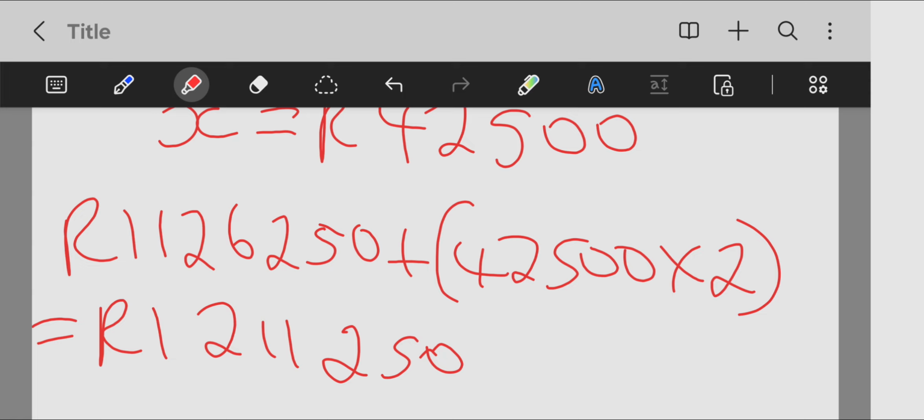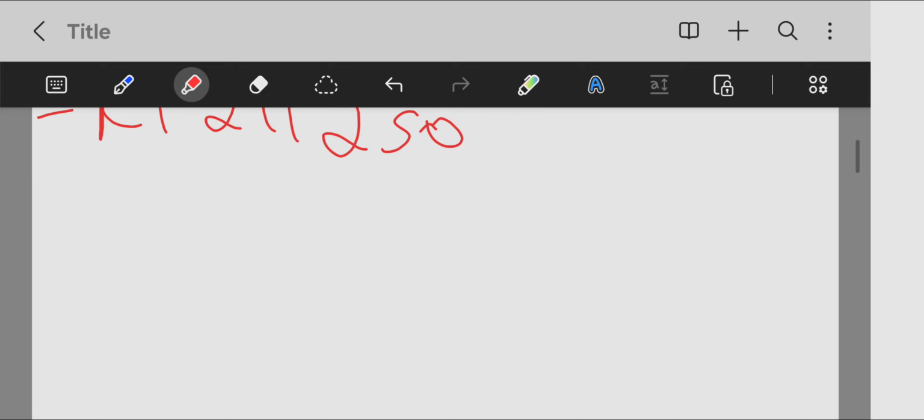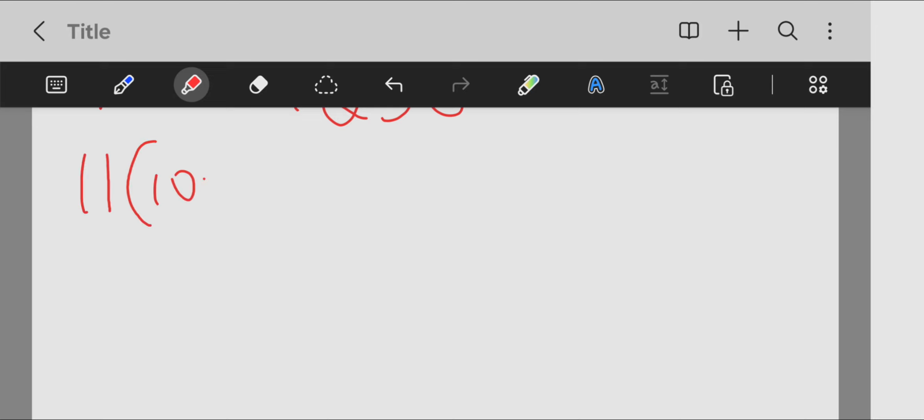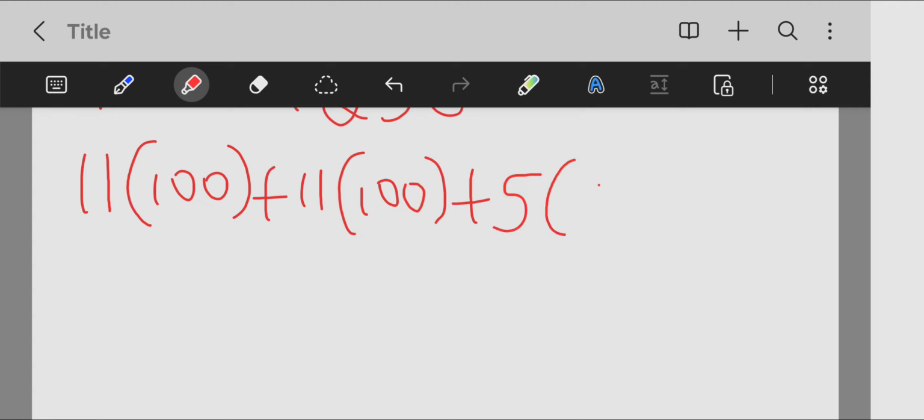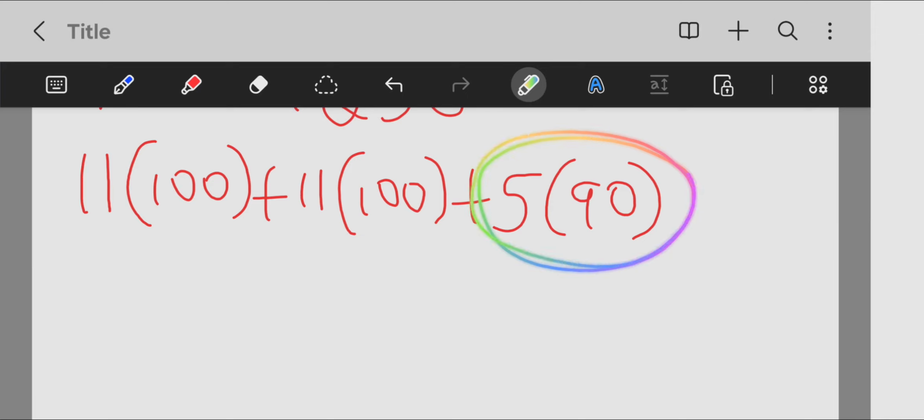Right. Now, let's put mathematics away. Let's do it without mathematics now. For 11 months, we have paid 100%. For another 11 months, we have paid 100%. For 5 months, we have paid 90%. Because remember, there has been a decrease of 10%. Because this director who earned 5 months in the current year, he is earning 10% less than the others.